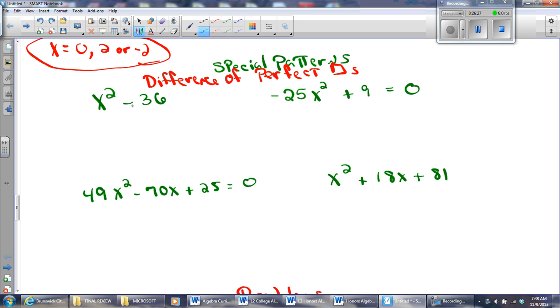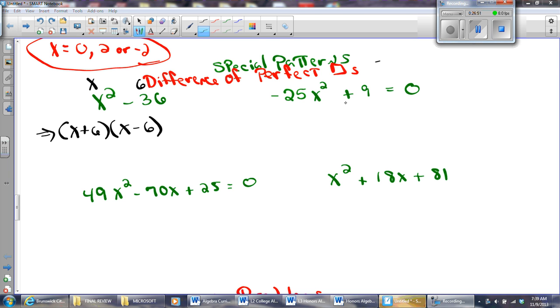So, this first one, I know the square root is x. I know the square root is 6. It's going to factor as x plus 6 and x minus 6. Thank you. And there you go. I'm done. I'm not asked to solve it. I'm just asked to factor it. There you go. Piece of cake. Right in front of you.